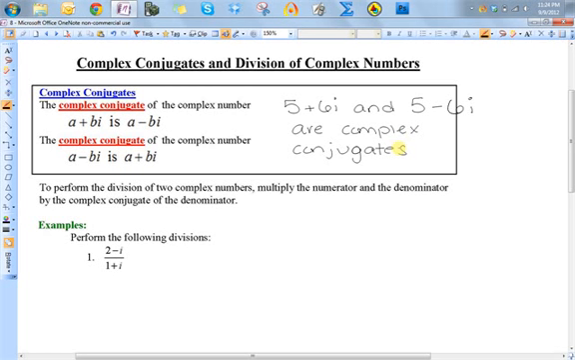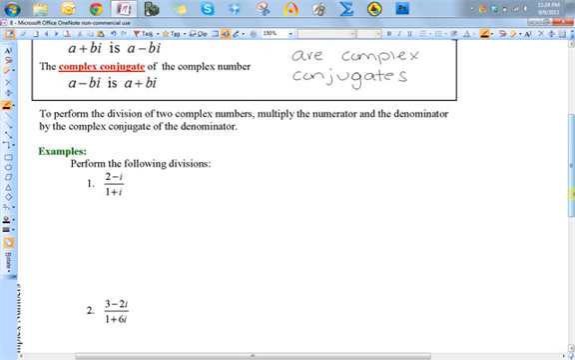Now, be careful. Some students, if they see the real part as negative, will try to make it positive when they make the complex conjugate, but the only sign that changes is the one on the imaginary part, the sign right in the middle. Okay, so for example, if I wanted to perform this division, I'm going to have to multiply the numerator and denominator by the complex conjugate of the denominator. Well, since the denominator is 1 plus i, the complex conjugate would be 1 minus i. So I need to multiply the top and the bottom by 1 minus i.